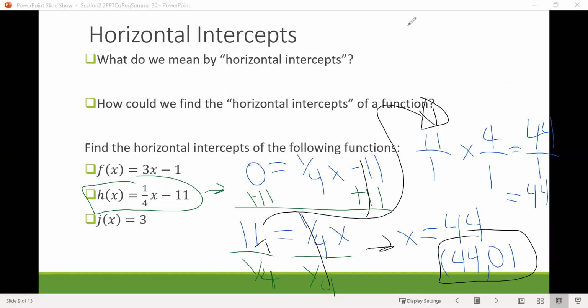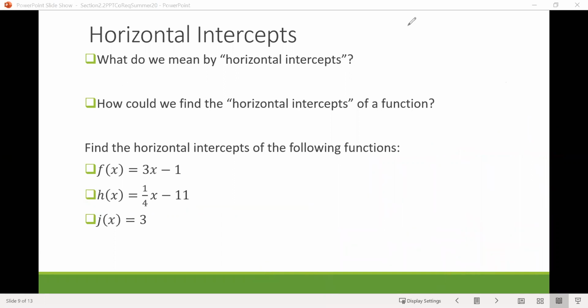All right, last one now. We have this function j of x equals 3. It's a constant function, and as we talked about before, constant functions are linear. And so we can set this one up the same way as before, right? We set the output equal to 0. So the equation becomes 0 equals 3.